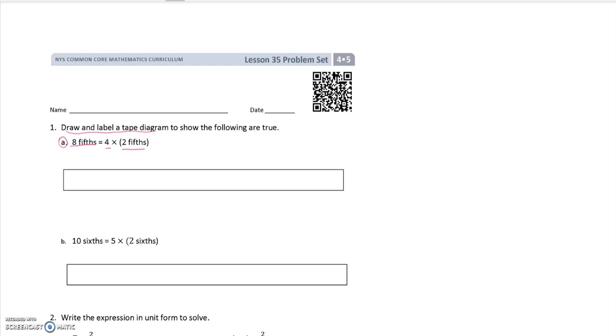So let's first start off by labeling our tape diagram with 8/5. So let's see, there's 1, 2, 3, 4, 5, 6, 7, 8 fifths. I know that this whole tape diagram represents 8/5.